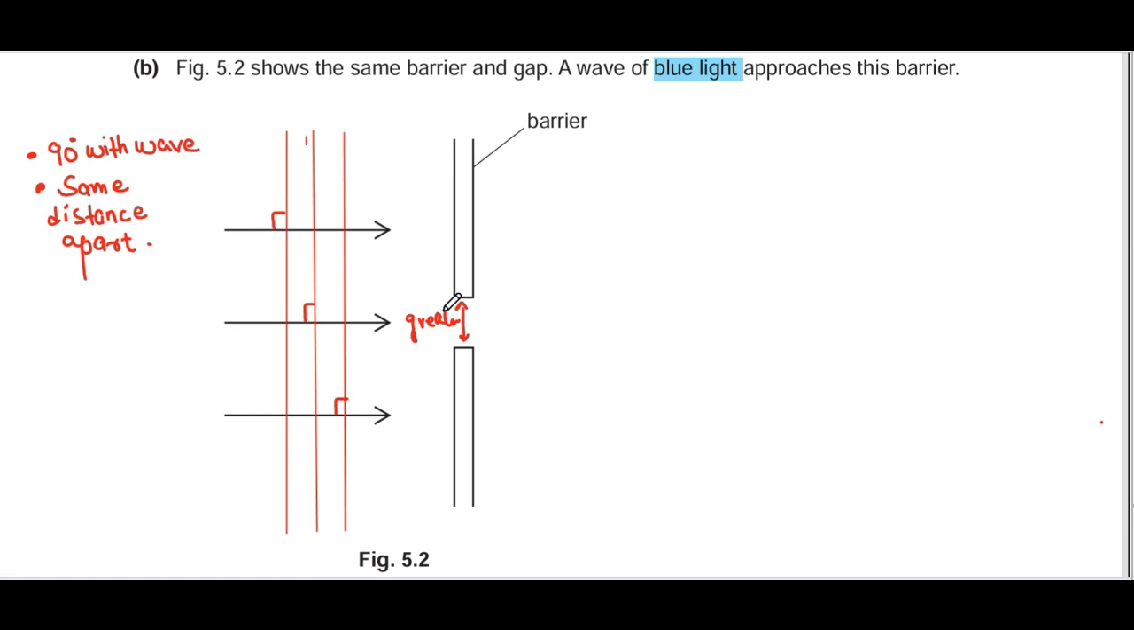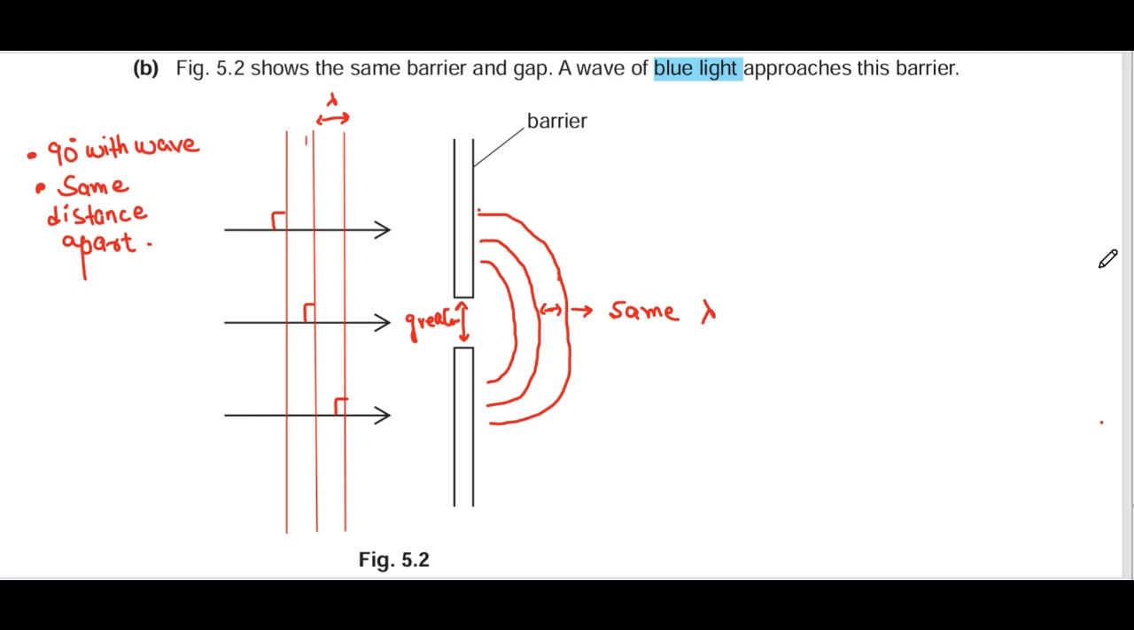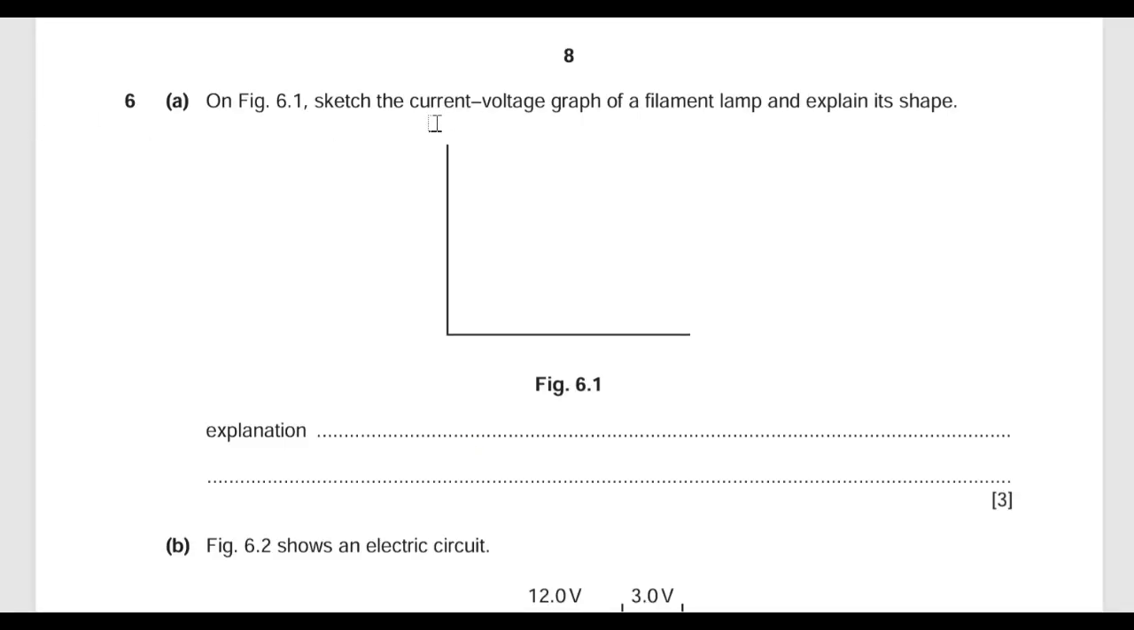This time our gap is greater than the wavelength of the light. So that means our diffraction pattern won't be circle anymore. It would be a kind of this. The wavelength would be same, but the diffraction pattern won't be circle anymore because the gap is greater than the wavelength this time. So I have drawn the three patterns of the diffracted wave, and they have the same wavelength as earlier, but the pattern is changed. Moving to the next question.